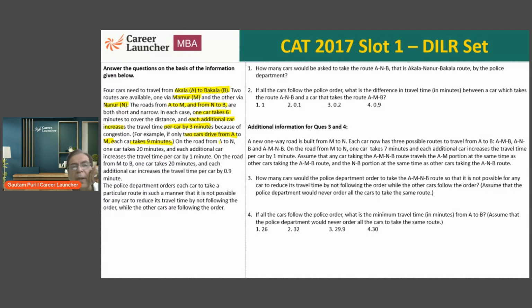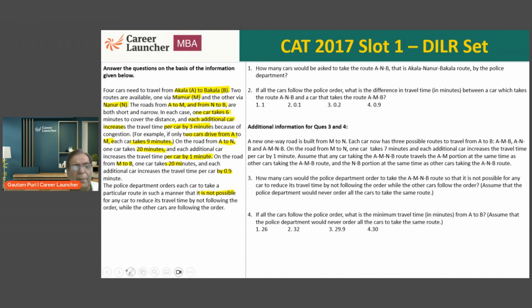On the road from A to N, one car takes 20 minutes and each additional car increases the travel time per car by 1 minute. On the road from M to B, one car takes 20 minutes and each additional car increases the travel time by 0.9 minutes. The police department orders each car to take a particular route in a manner that it is not possible for any car to reduce its travel time by not following the order, while the other cars are following the order.